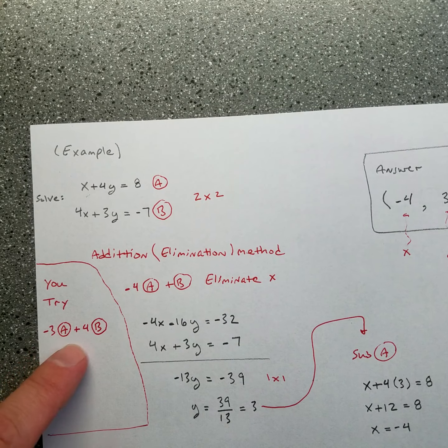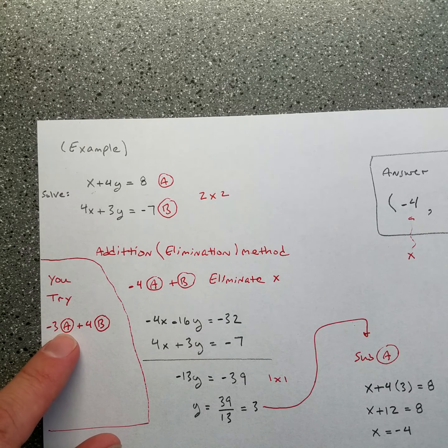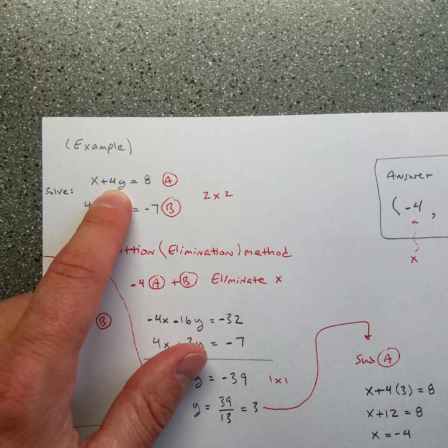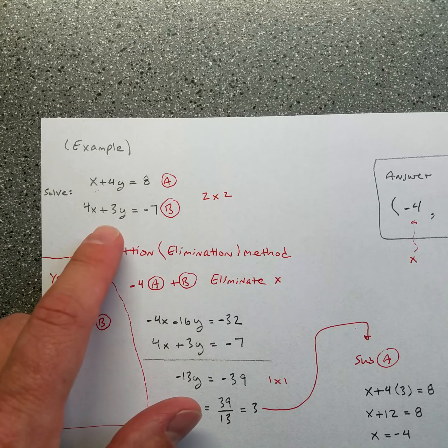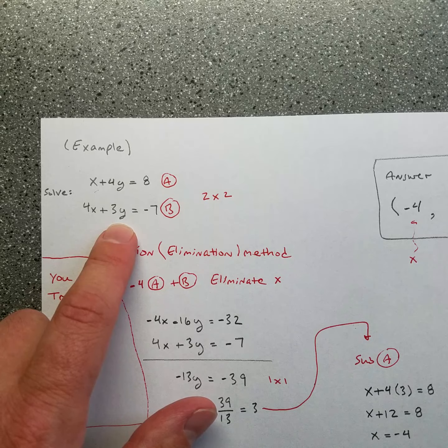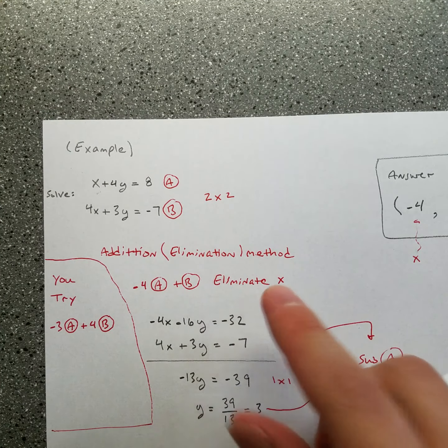Would that knock out one of the variables? Try to think about it. Let's see. What if you multiplied equation A by -3? That would become a -12y. And what if you multiplied equation B by 4? That would become 12y. What's -12 and 12? It cancels. You would eliminate the y instead of the x.